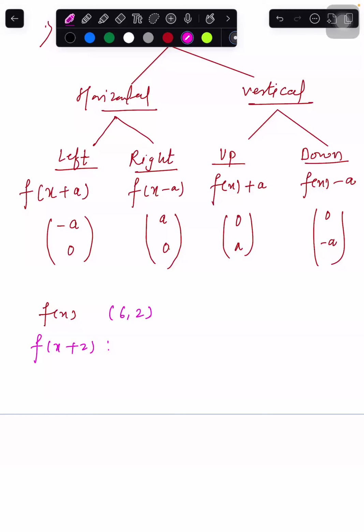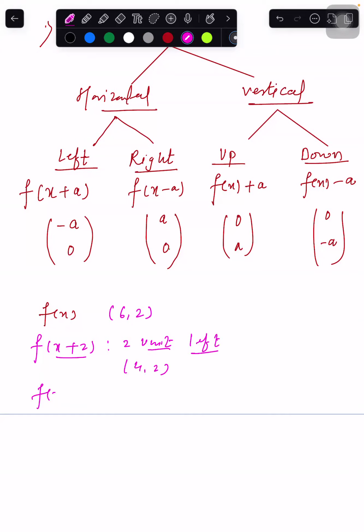You are at 6, 2. You're moving 2 units to the left. So 6, 2 will become what? 8, 2. Brother, you're moving 2 units to the left. It's 2 units to the left. Oh, 2 units left, 6 minus 2, that will become 4, 2.